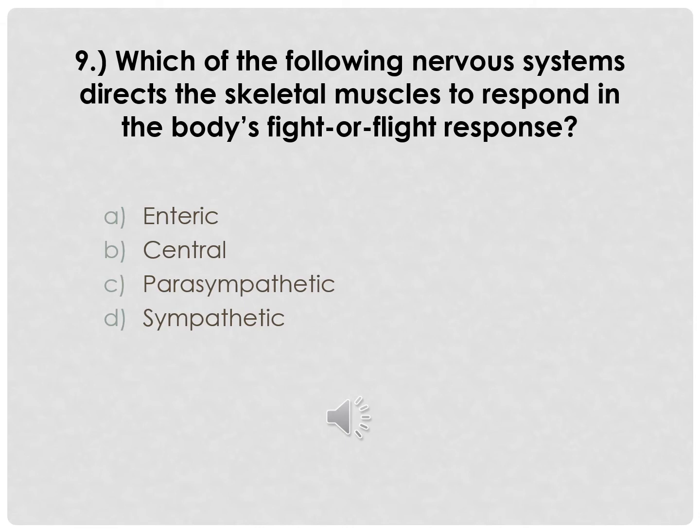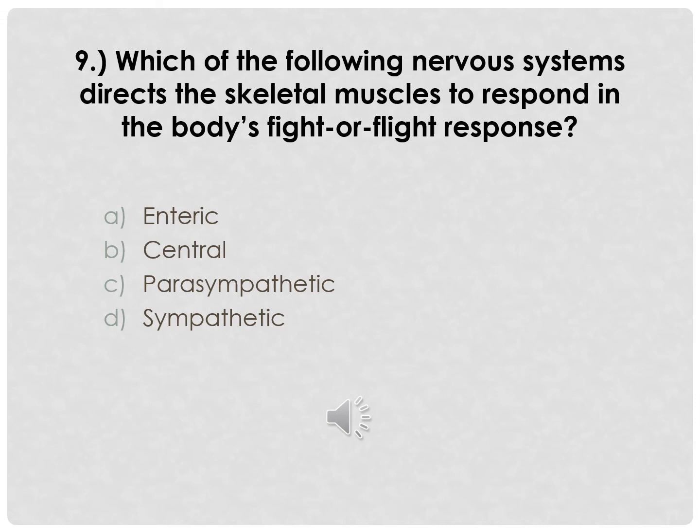Letter B, the central nervous system. The central nervous system is simply the brain and spinal cord. So we can rule out letter B. Letter C, the parasympathetic nervous system. This division of the autonomic nervous system is also called the rest and digest system. It causes the body to slow down and allows you to digest your food. We can rule out letter C, parasympathetic.